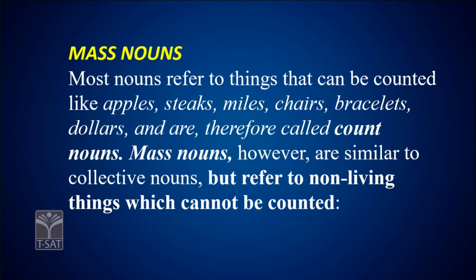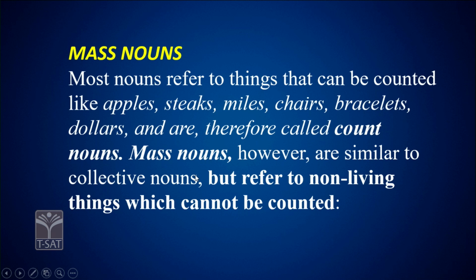And we have the other category of nouns, mass nouns. Generally, we call them countable nouns and uncountable nouns. Both can be categorized under one title, that is mass nouns. Most nouns refer to things that can be counted, like apples, sticks, miles, chairs, bracelets, dollars, right? And are therefore called count nouns because we can count them, right?